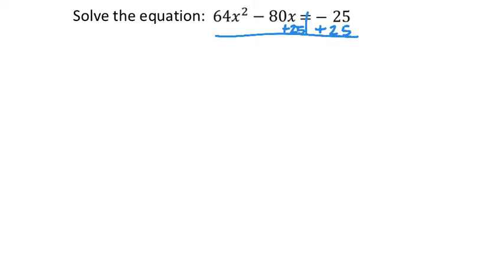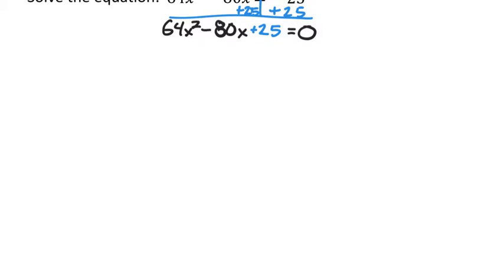So I'm left with, well, we had to start with 64x squared minus 80x. And then I can show the plus 25. It's just now this is going to equal 0, okay? And from here we can solve. So as fun as that last one was for us, this one should be even more fun.